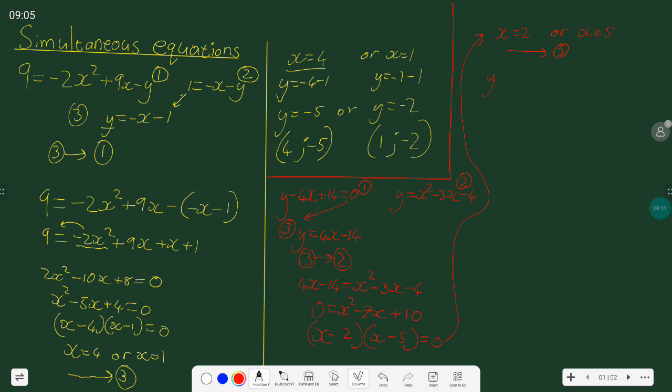So I have y equals to 4 times 2 minus 14, or y equals to 4 times 5 minus 14. 4 times 2 is 8, minus 14 is negative 6. Or y equals to 4 times 5 is 20, minus 14 is 6. So once again, we want the people marking our paper to understand what's going on. So it is at 2 and negative 6, or it is at 5 and 6.